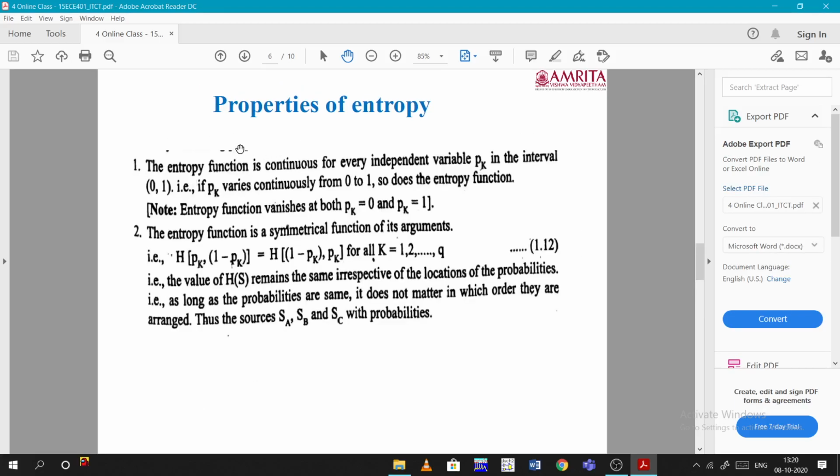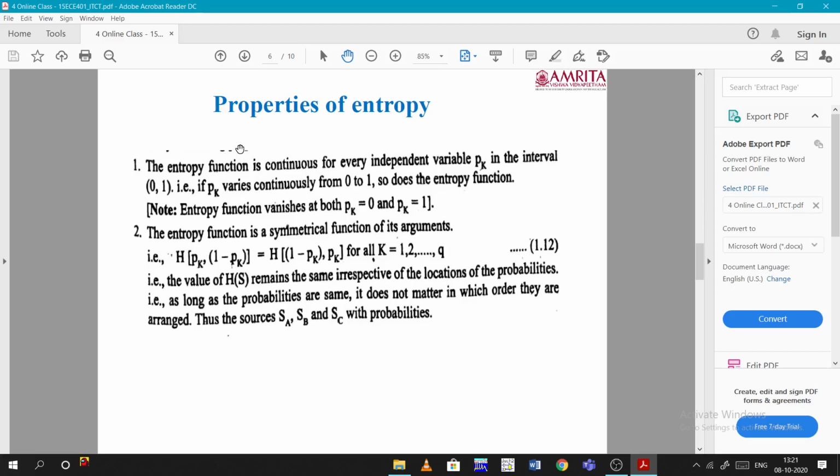So the entropy function is continuous for every independent variable pk in the interval 0 to 1. Pk is a probability, so it will always be 0 to 1 only, and if pk varies continuously from 0 to 1, so does the entropy function. That means if you find the entropy for each particular value of pk, we can see as pk varies from 0 to 1, that h of k also varies.